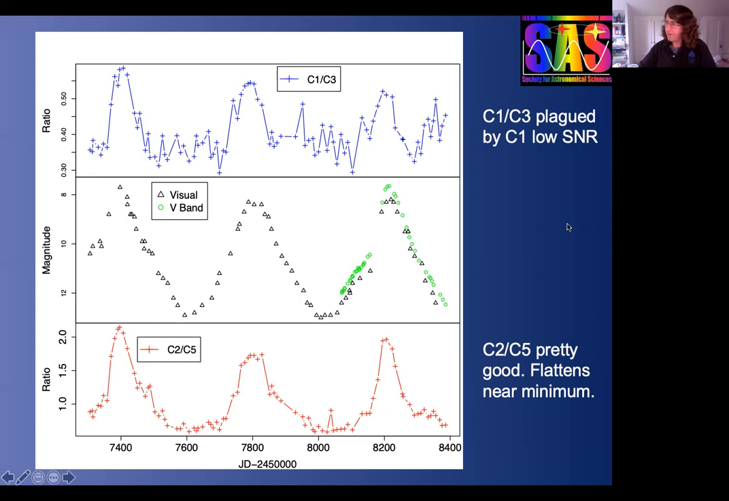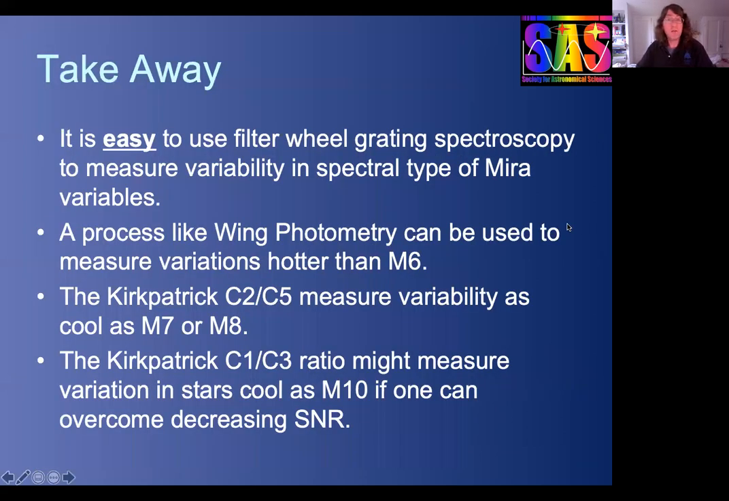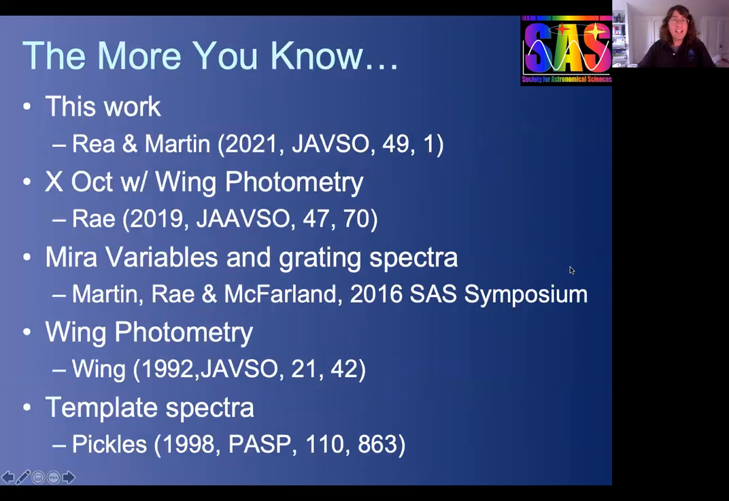So in summary, our work demonstrates that variation in spectral type can be measured quantitatively using low-resolution spectroscopy. And we've extended the sensitivity with spectral type to later and cooler types than can be done with the wing AB ratio. And we're hopeful that with this new information, observers doing photometry with Mira variables are more likely to consider adding a grating to their filter wheel and a new dimension to the data they are gathering for these long period variables.